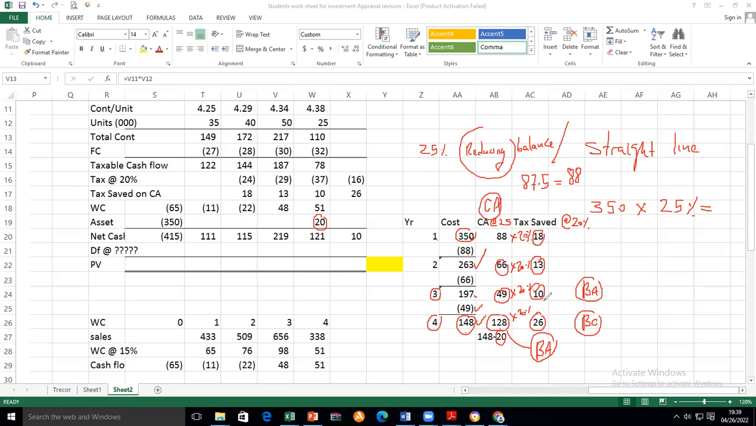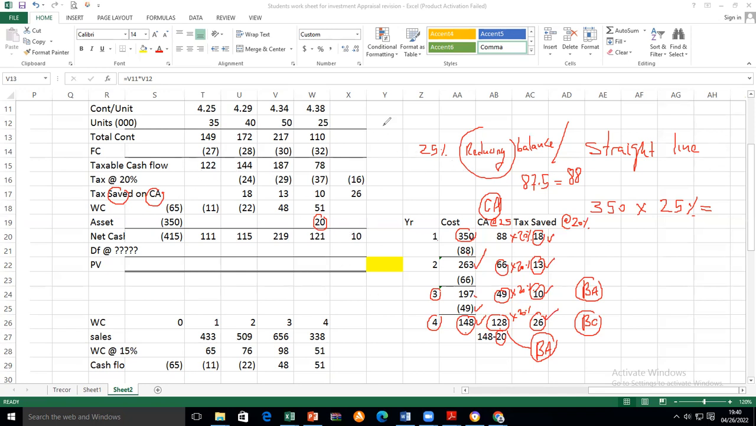Why? Because of the relief. So the relief reduces the tax that you're going to pay. And that amount is a benefit. That amount is a saving. That amount, we capture it as a saving. That's why we say tax saved on the capital allowances. So these are the figures that you pick. So bring them here now.